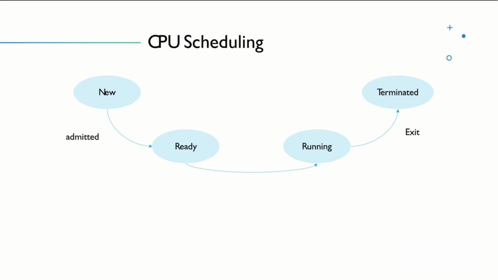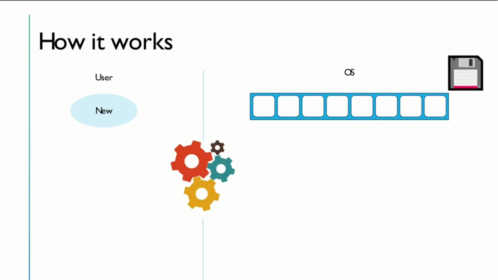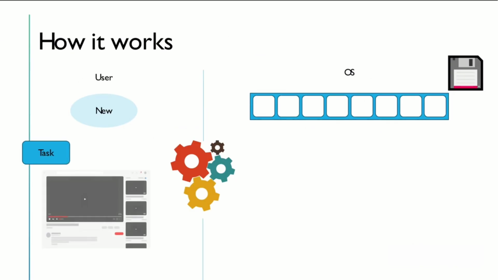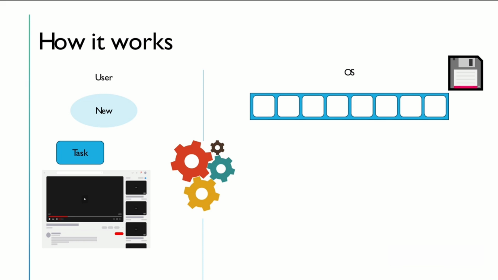Let's look at an example that we worked with last time. Let's say we're working on the same task, which is playing a YouTube video. Your click of a mouse is a new task, but that task has not been completed, it's not been processed, nothing. It's just a click of a mouse. So we call it a new state.